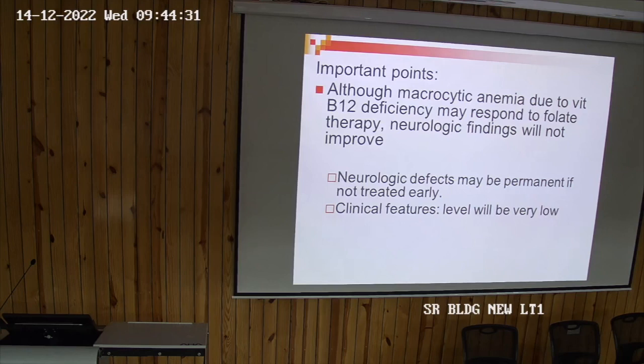Neurological defects may be permanent if not treated early. Clinical features: vitamin B12 level will be very low. So in a problem-based question, a very small line will be written: vitamin B12 level very low.